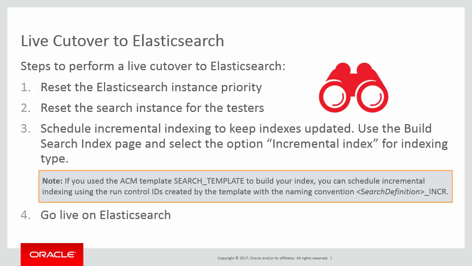Use the Build Search Index page and select the option Incremental Index for indexing type. Note that if you use the ACM template, search_template, to build your index, you can schedule incremental indexing using the run control IDs created by the template with the naming convention search definition name_INCR. For details, see PeopleTools 8.55 Search Technology, Administering PeopleSoft Search Framework, Working with Search Indexes, Building Search Indexes. Now you're ready to go live on Elasticsearch. You will also need to undeploy your SES indexes and decommission SES to clean up the old settings.